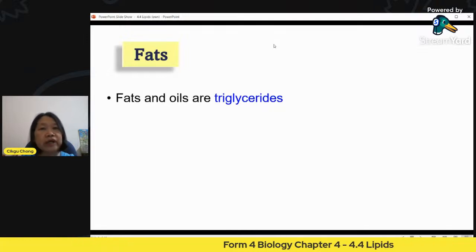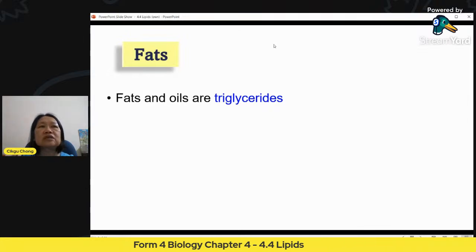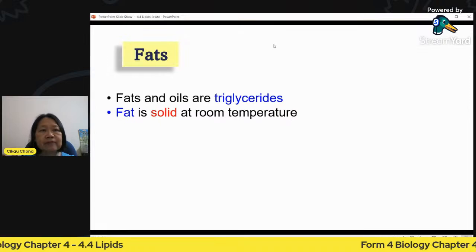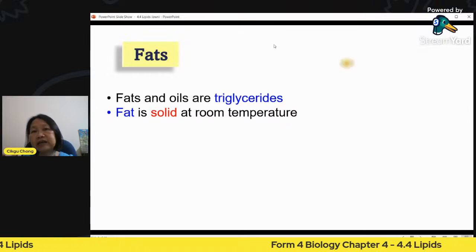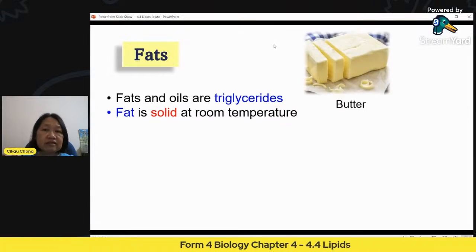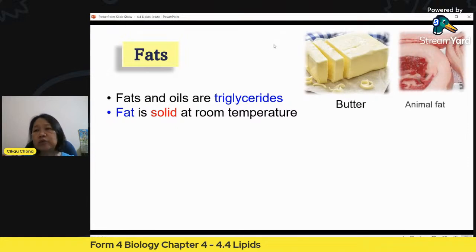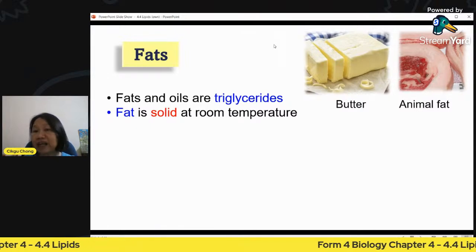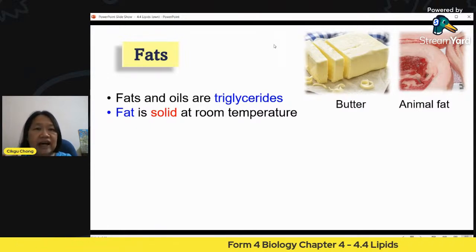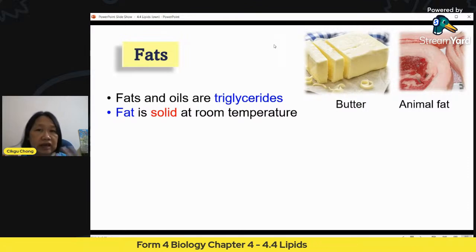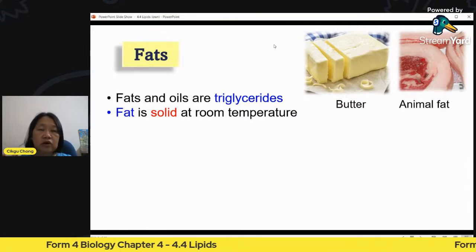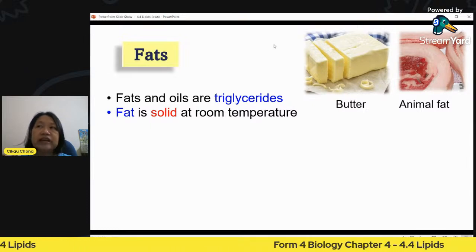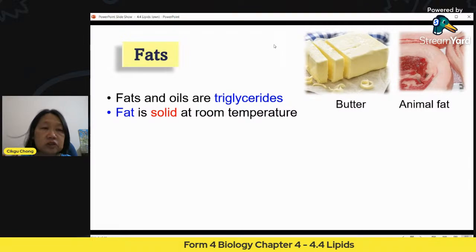Whether it's fat or whether it's oil depends on the form. Fats are usually solid at room temperature. So you will see fat like butter. Butter you call fat, animal fat, and also when you buy meat, you will see that white layer of fat, which is also animal fat. So this is under fat. At solid condition, you call it fat; it will form solid at room temperature.